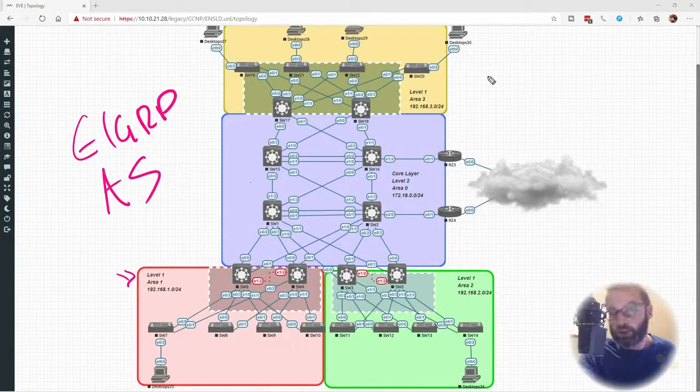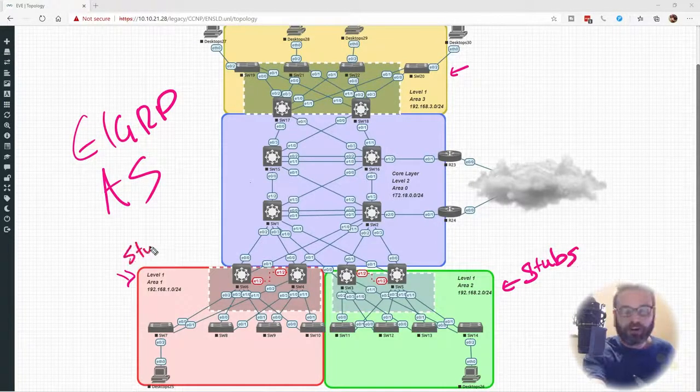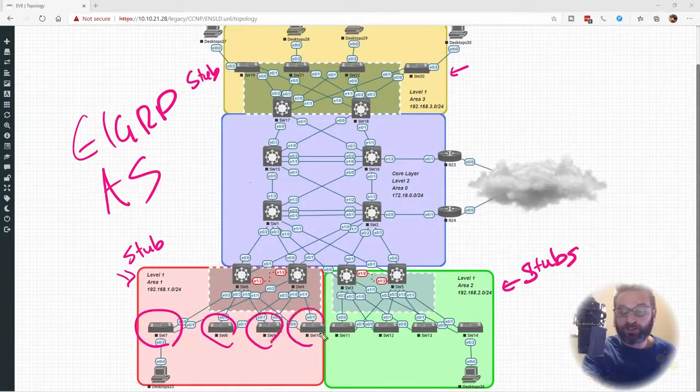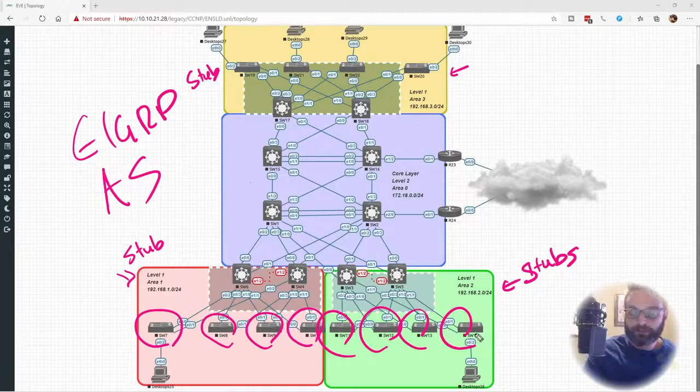So what we may do within this autonomous system where we have the distribution and access layer, this is where we may start to configure stubs or stub sites. So this over here could be a stub, and this over here could be a stub. Or we may actually configure the actual access layers themselves. This is probably the more preferred design. These to be the stubs, because if a route goes down up here, we don't want to query this device down here on how to get to it, right? This is where we want to limit that.